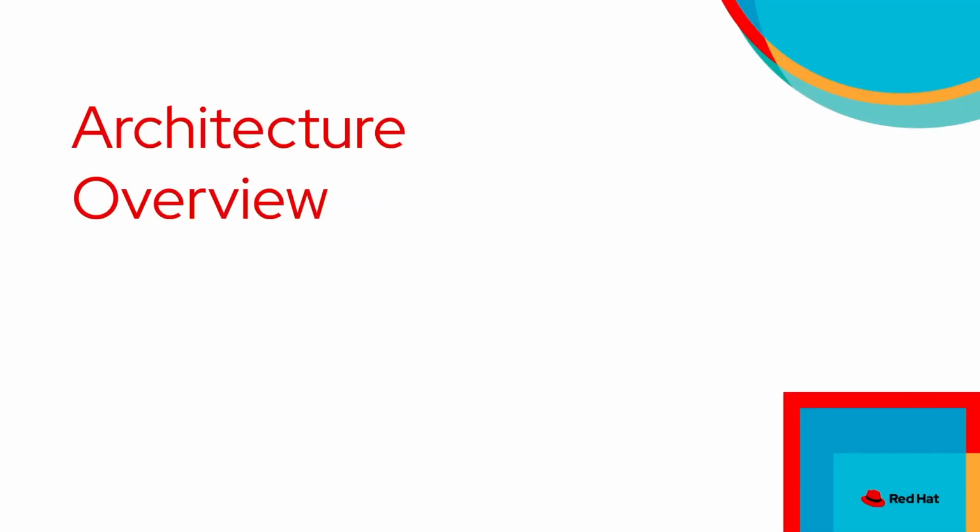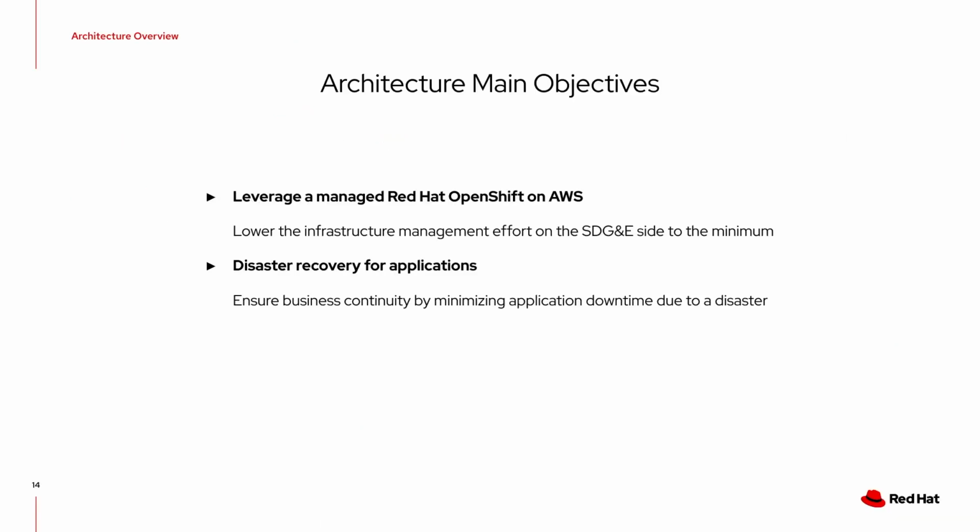So let's start with the architecture overview. And before that, let's discuss the main objectives which we had when we were coming up with this architecture. Objective number 1 was that SDG&E wanted to leverage the managed Red Hat OpenShift service on AWS because they wanted to lower the infrastructure management effort which they had with their on-prem OCP clusters. Instead of managing clusters, they really wanted to focus their time on application development. So that was why they chose ROSA. And the second objective of this migration project was to also improve their disaster recovery strategy. We wanted to make sure that we maximize the uptime of their applications.